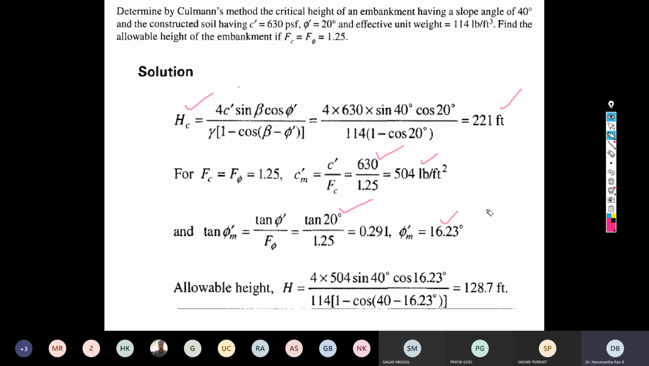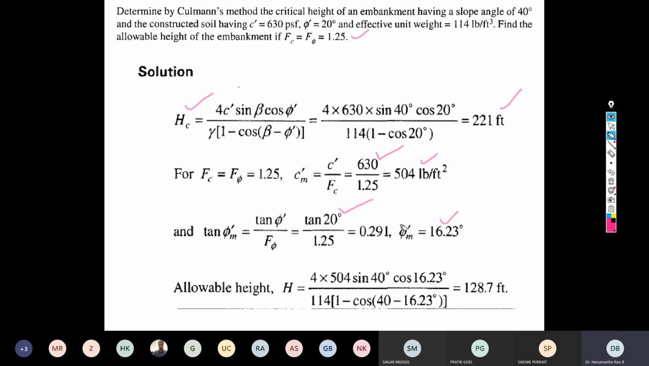You can see, we are hoping only for half the slope. Just try to imagine, when you are taking a factor of safety of 1, it is 221 feet, that much height we can go. But when the factor of safety is increased from 1 to 1.25, just an increase of 0.25, then you need to cut down the height by almost half. Of course, there is no direct relationship between the factor of safety and the height, so they can vary. Even a small value of the factor of safety can change the embankment significantly.